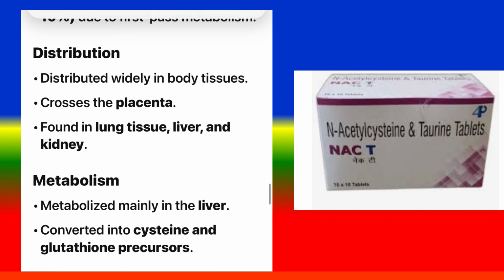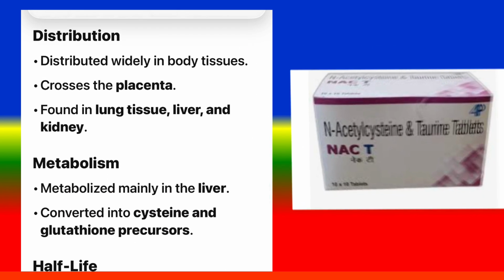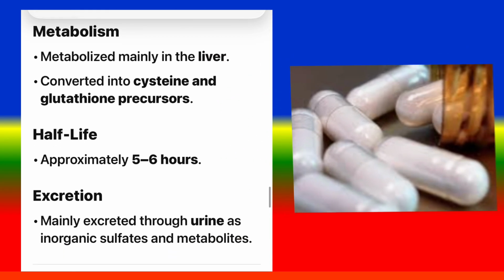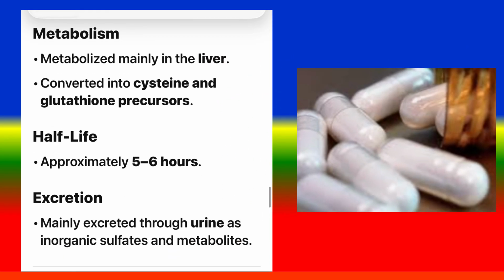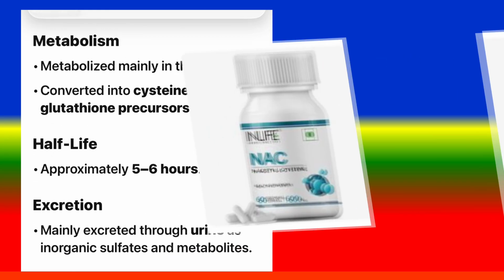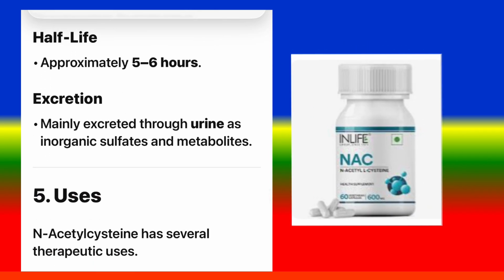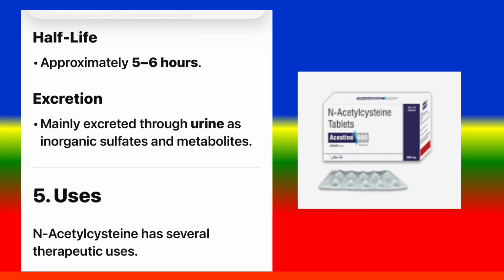Distribution. Distributed widely in body tissues. Crosses the placenta. Found in lung tissue, liver, and kidney. Metabolism. Metabolized mainly in the liver. Converted into cysteine and glutathione precursors. Half-life. Approximately 5 to 6 hours. Excretion. Mainly excreted through urine as inorganic sulfates and metabolites.